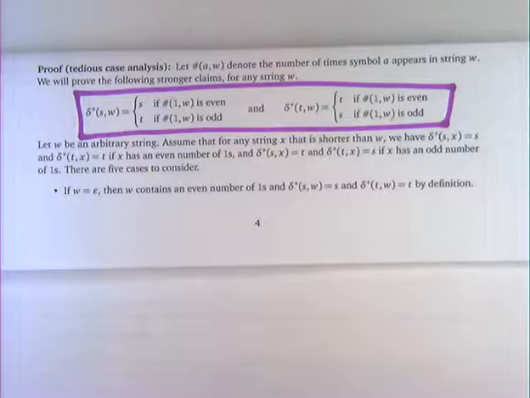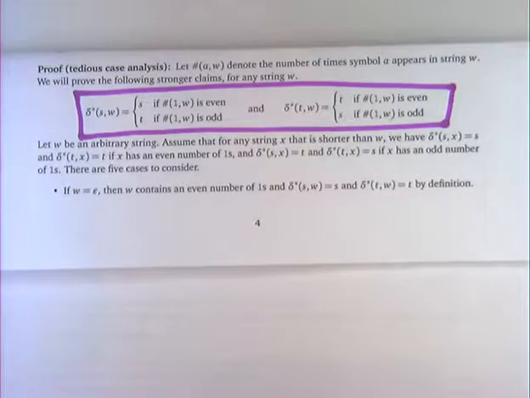So, for any string W, that's what I need to prove. Since this is a theorem about any string W, let W be an arbitrary string. And then I'm going to do induction. So, assume for any string X that is shorter than W, we have, and then I rewrite out the theorem using X instead of W everywhere. And now there are 5 cases to consider.